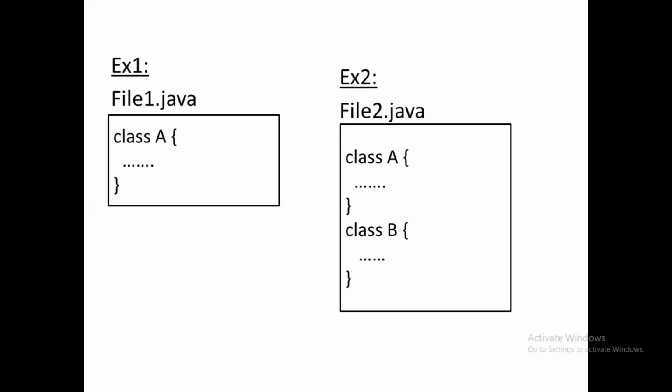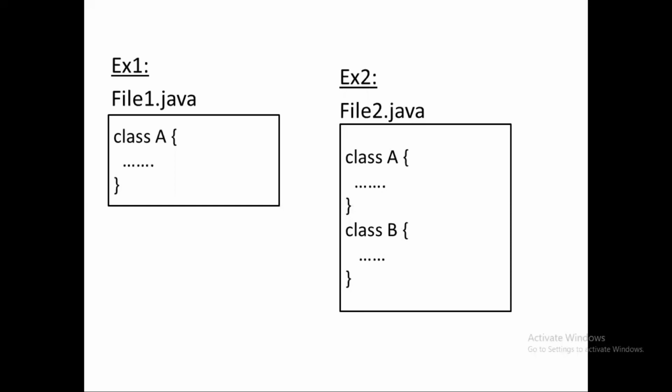we have class A. Later we'll cover what a class contains. First we need to understand that the file name could be anything with the .java extension, and inside the file you can write one or more classes. In example 2, we can see we can write more classes also, it is possible. Class A, class B, class C. How many classes we require, we can write that many classes.